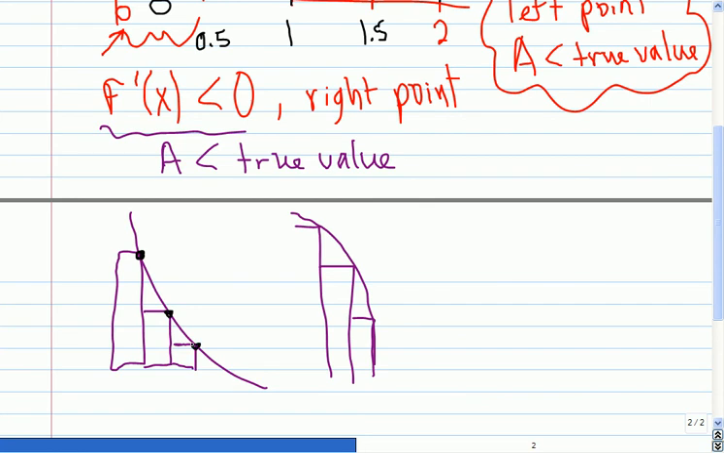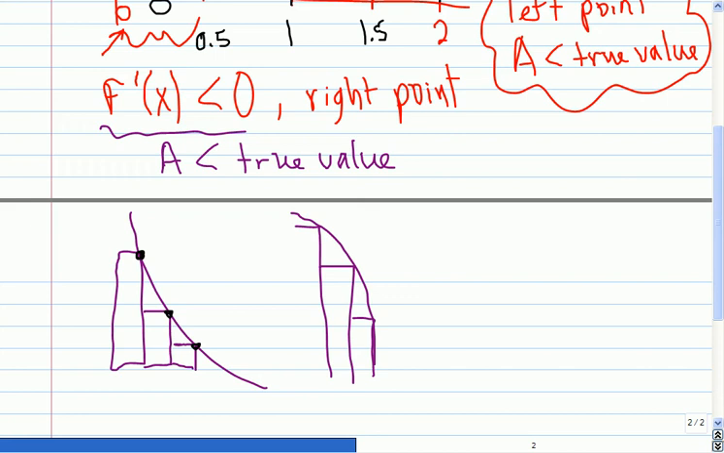So why is that, now that I know it's got to be less than the area? Well, the right is going to be the smallest because it's decreasing. The further to the right I go, the smaller the value is going to be. So we're going to explore those ideas a little more.